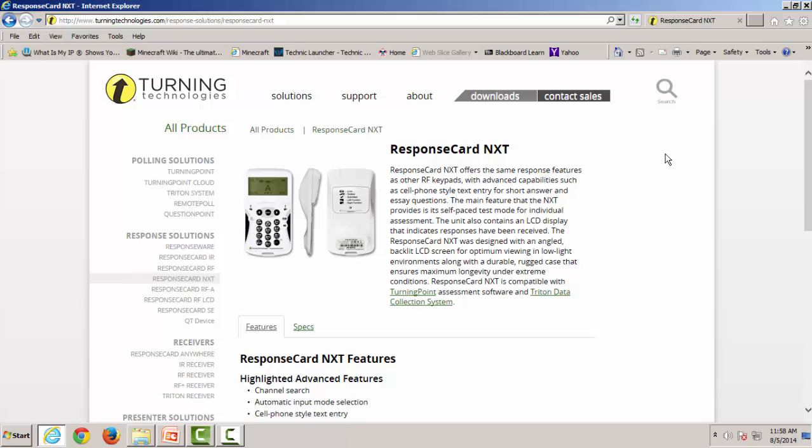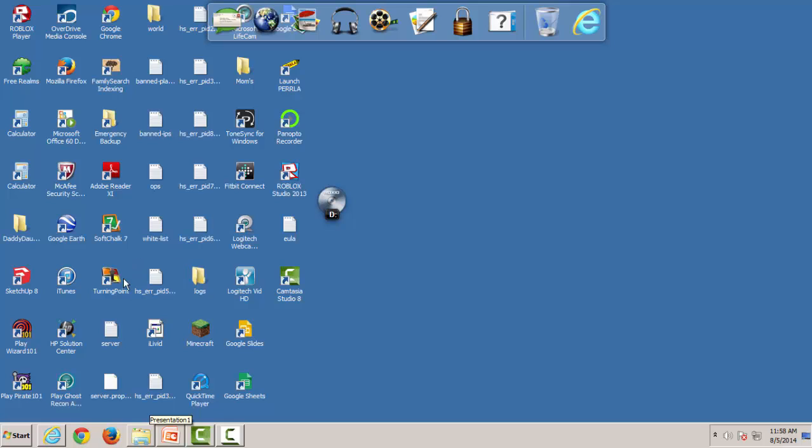You can download the software to utilize this tool from turningtechnologies.com. That's their website. And then these are the actual hardware, the clickers that you'd use to give this quiz in class. The quiz itself is developed utilizing a software, again, called Turning Point, which is here. I'll show you in a little bit.